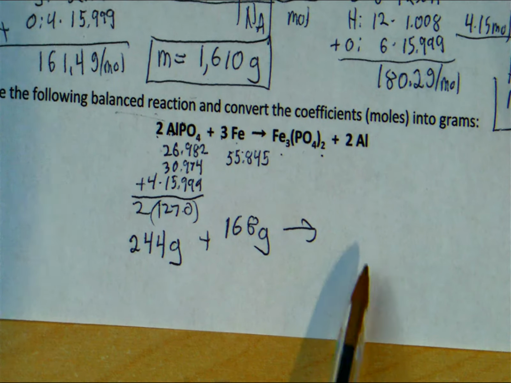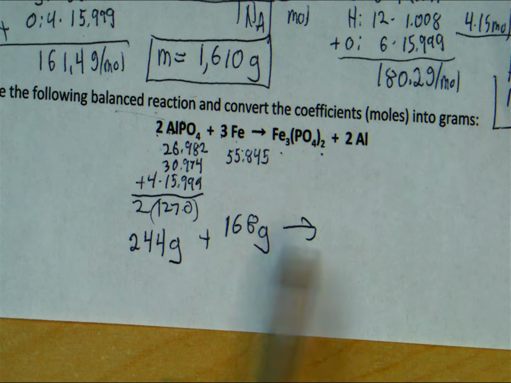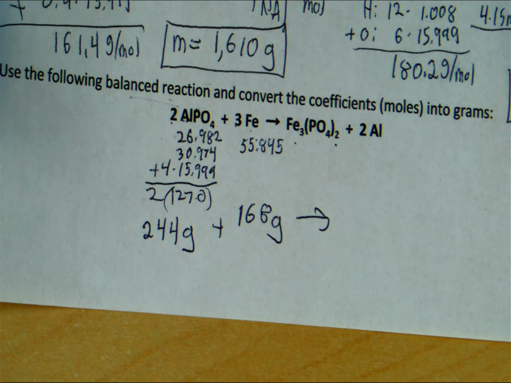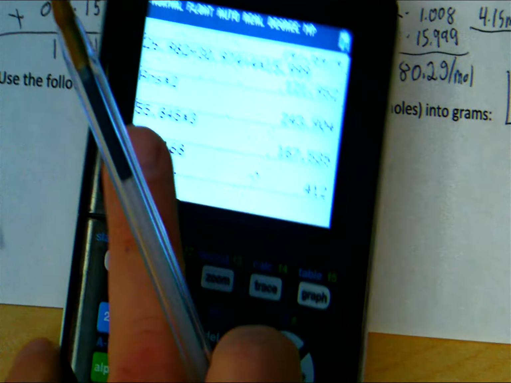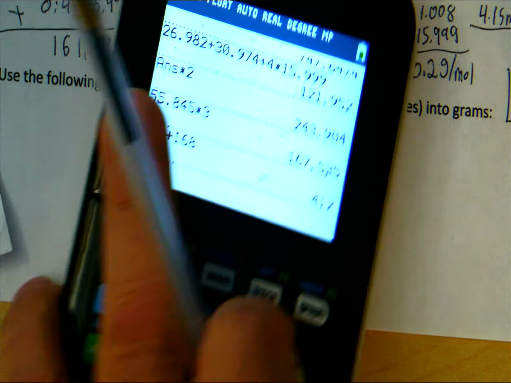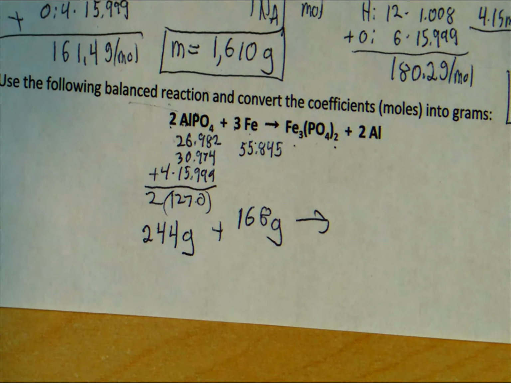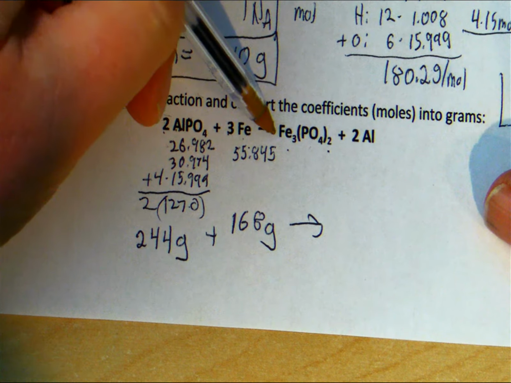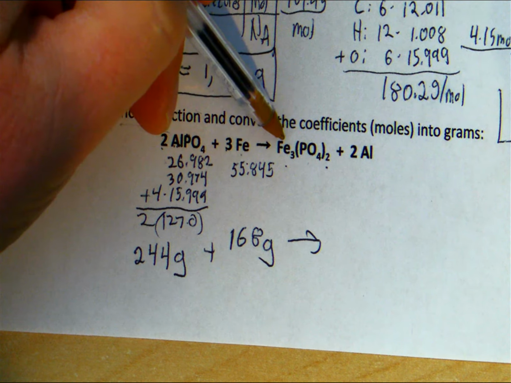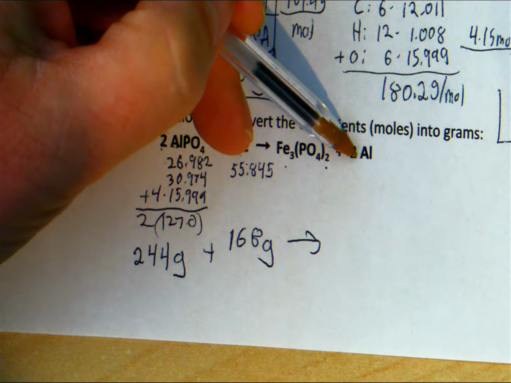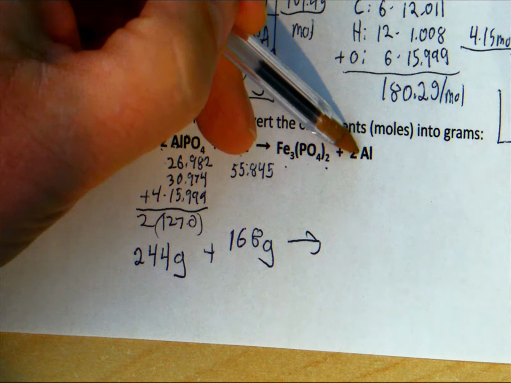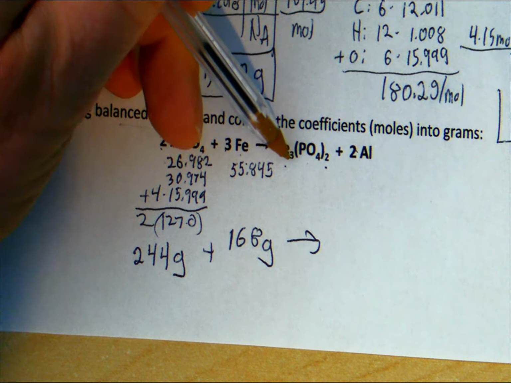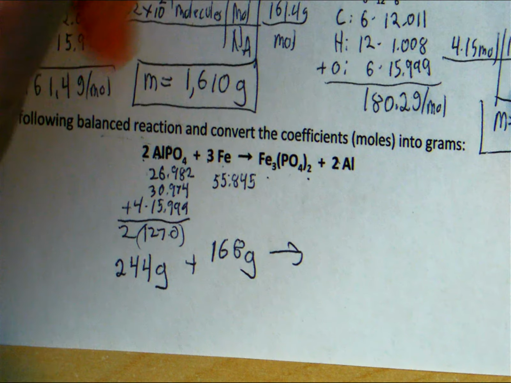The total on the right has to equal the total on the left. So if I go 244 plus 168, I get 412 grams on the left. My total on the right should add up to 412 grams within round off error. To produce that, I guess I could just take the mass of 2 aluminums and subtract it from that total, and that'll save me the work of doing all this. But where's the fun in that?